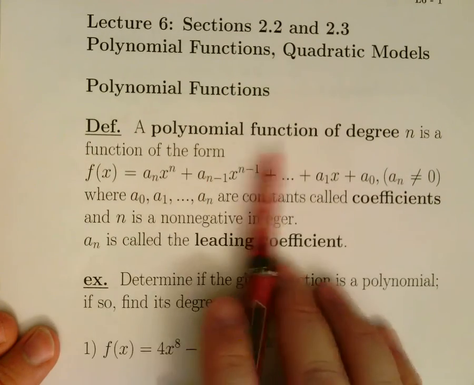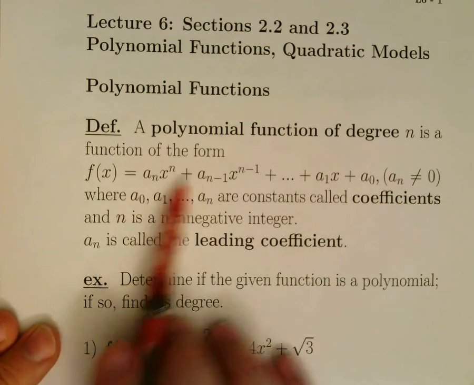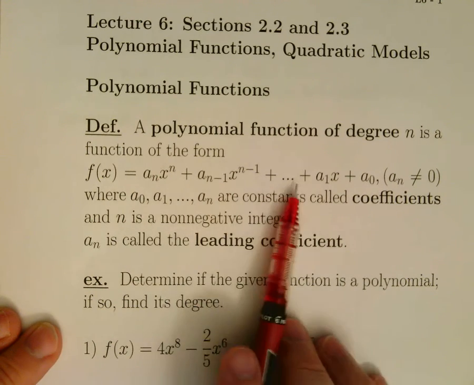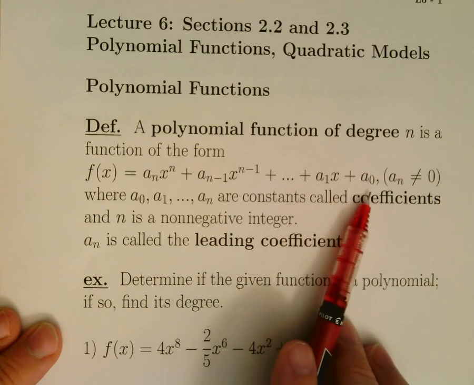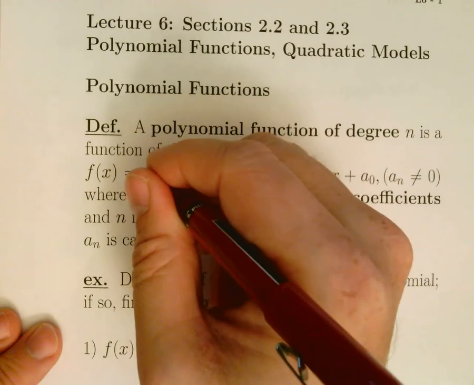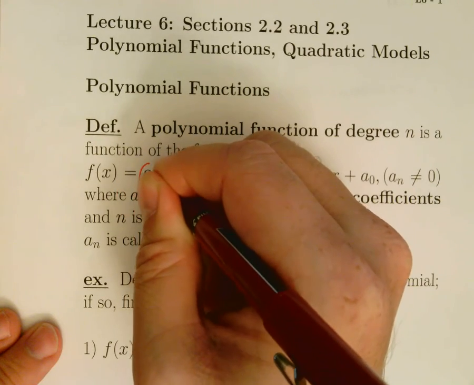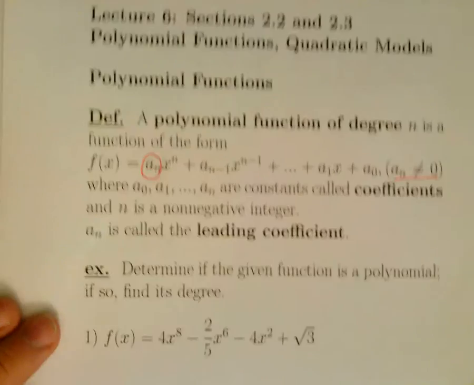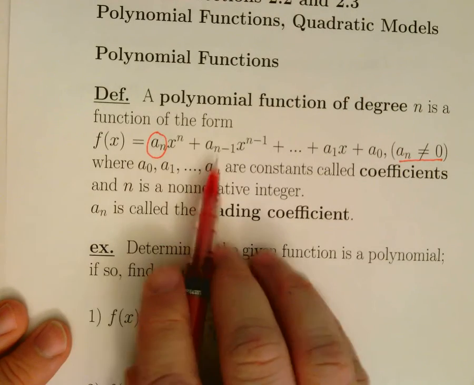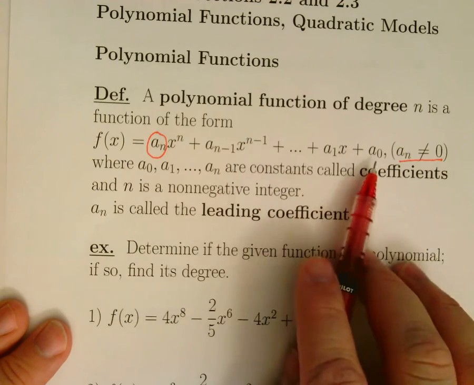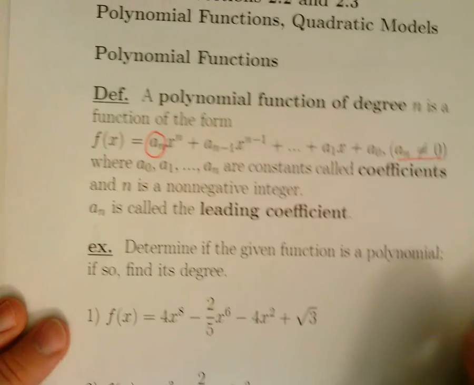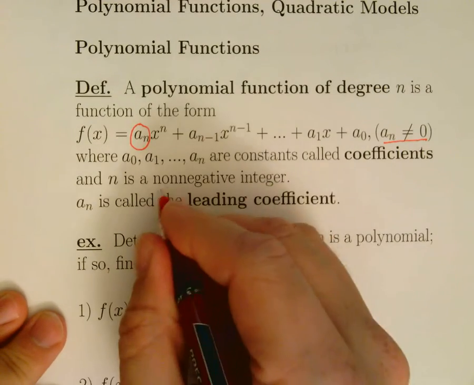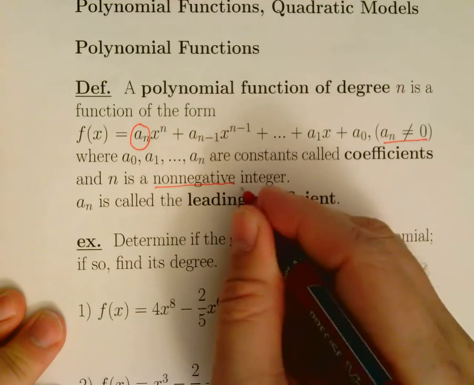Definition: a polynomial function of degree n is a function of the form a sub n times x to the n plus a sub n minus 1 times x to the n minus 1 plus, and so on, plus a sub 1 times x plus a sub naught. The first thing to notice is that the first coefficient, a sub n, cannot be equal to 0. The second thing is that these numbers, a sub n minus 1, a sub 1, a sub naught, are just numbers. We have a special name for them. They're called coefficients. And n has to be a non-negative integer.